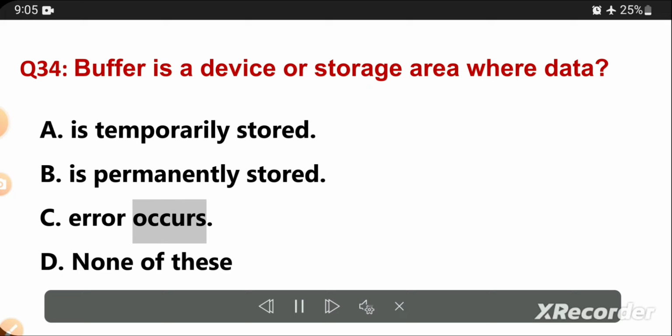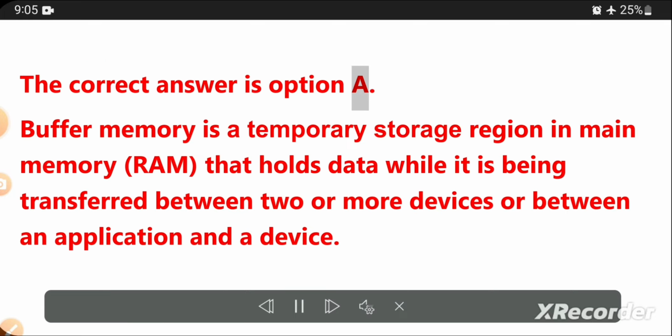Q34. Buffer is a device or storage area where data is temporarily stored, is permanently stored, error occurs, none of these. The correct answer is option A. Buffer memory is a temporary storage region in main memory (RAM) that holds data while it is being transferred between two or more devices or between an application and a device.